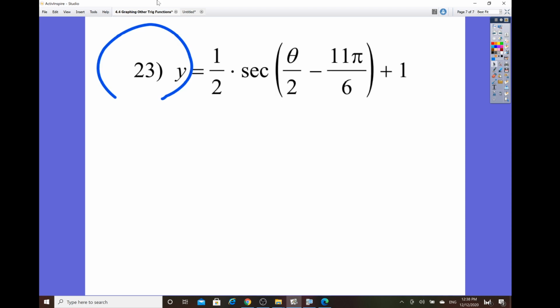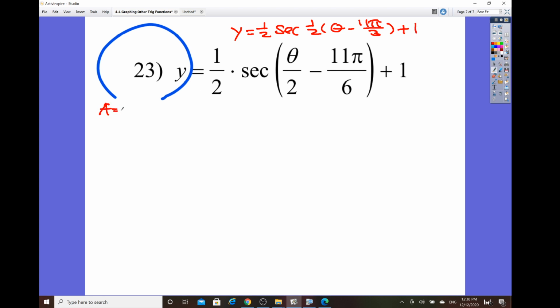Okay, so this one we do have the ultimate form. Again, this one, if you just rewrite it, it's y equals 1/2 secant of 1/2, take out 1/2 on top, and then theta minus 11 pi over 3. Because 1/2 times 11 pi over 3 is 11 pi over 6, plus 1.